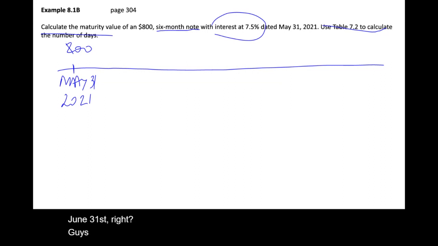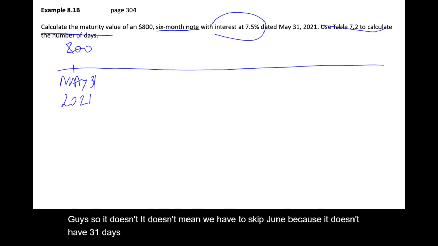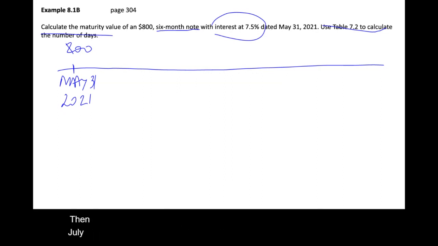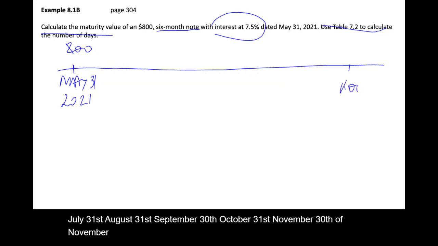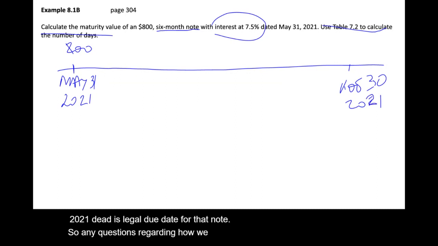Guys, it doesn't mean we have to skip June because it doesn't have 31 days. So what we do, we go June 30th, then July 31st, August 31st, September 30th, October 31st, November 30th. So November 30th, 2021, that is the legal due date for that note. So any questions regarding how we find the maturity date, guys?